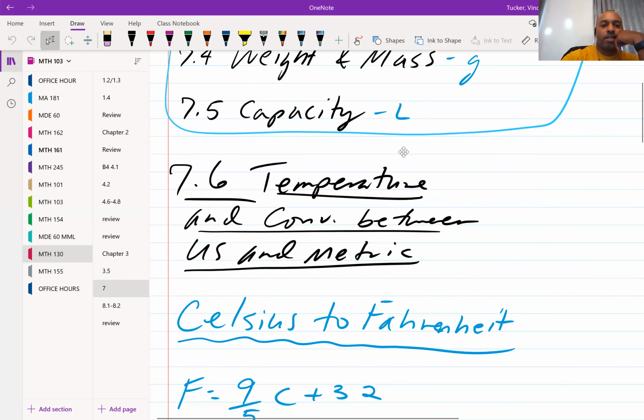So our last section, 7.6, temperature conversion between US and metric. We already talked about conversion between US and metric when we did the first chapter, so it has those things in there. As a matter of fact, let me show you this. Let me pull it up.